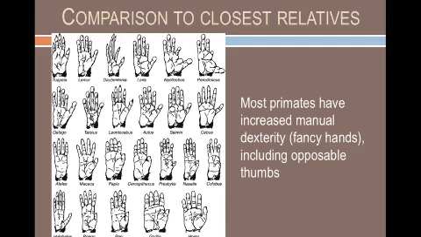So the first, most primates, including humans, have increased manual dexterity, which just means we have really nice fancy hands that we can do a lot of stuff with. You know, we can hold pens and pencils, we can type on our smartphones, we can braid hair, or we can pick little fleas and gnats out of our friend's fur. And if you look at all of these different primate hands, you'll see they've got these nice big thumbs.